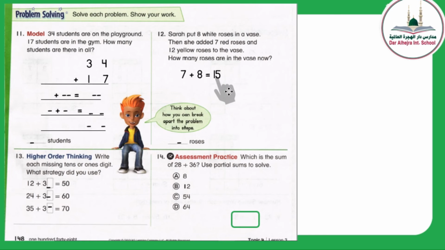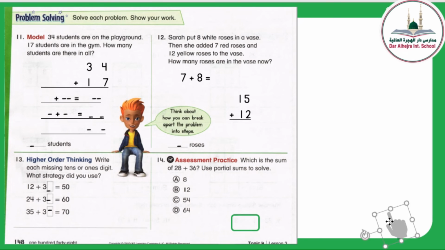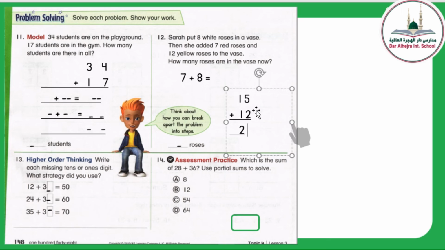Now I'll add this 15 with 12. Here I have written 15 and I'll be adding the 15 with 12, this number. So I'll be adding 15 and 12. So I can write here, 1 and 1 is 2 and 5 and 2 is 7. So 15 and 12 is 27. The total will be 27.